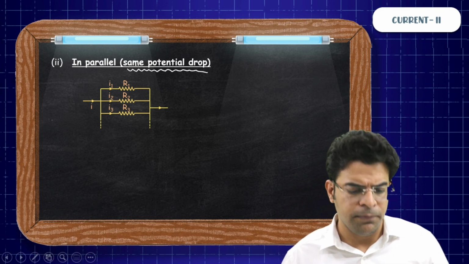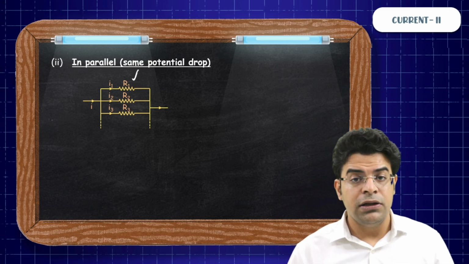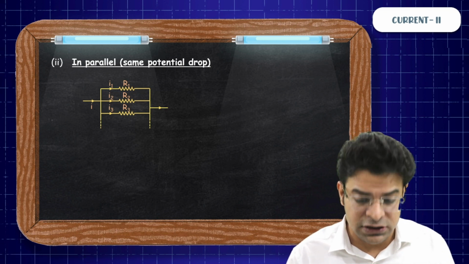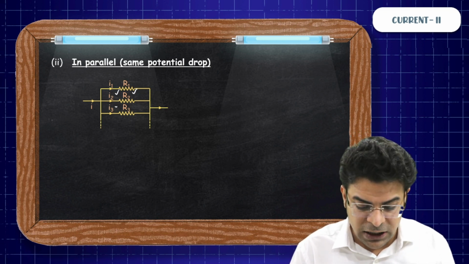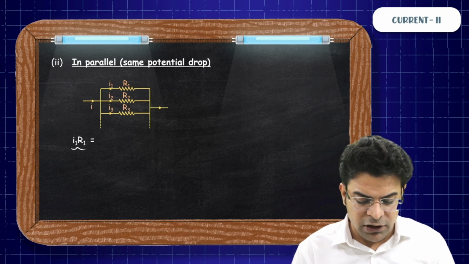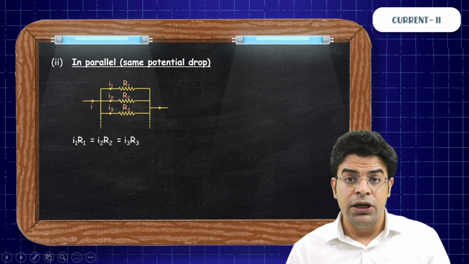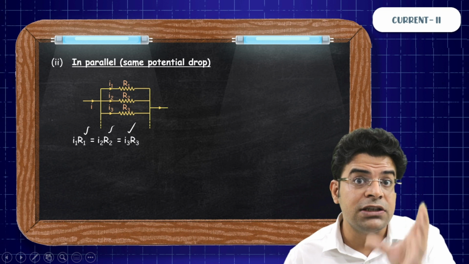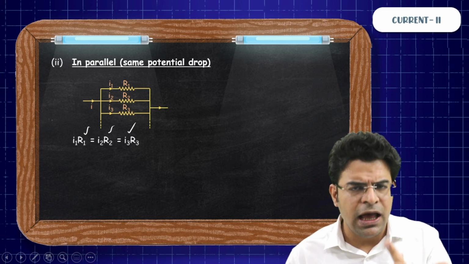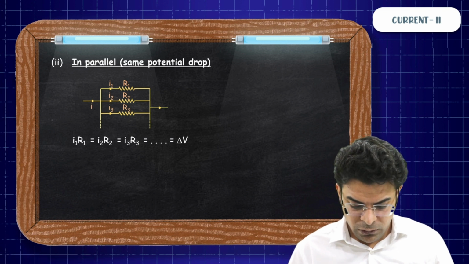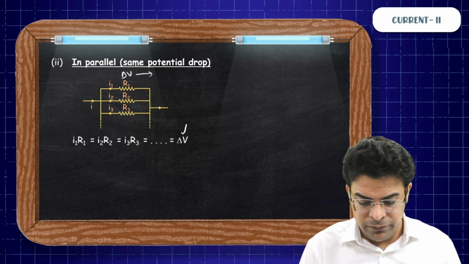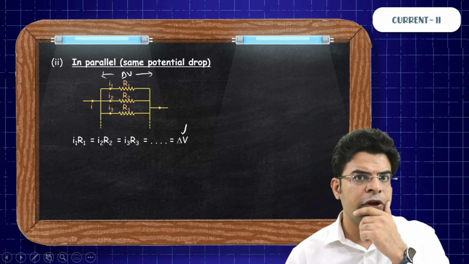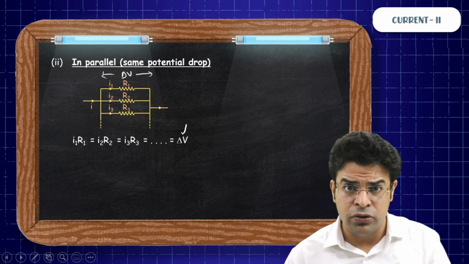This is something important. Now, you can say that the potential drop across the first resistor has to be I1 into R1. The potential drop across the second resistor has to be I2 into R2. Across the third resistor it has to be I3 into R3, right? So you can say that I1 R1 equals I2 R2 equals I3 R3, because these are the potential drops across each resistor, and when the resistors are connected in parallel, the potential drop across them has to be the same. Now, let's say this potential drop is delta V. So from here, we can say that when resistors are connected in parallel, the potential drop across them comes out to be the same.